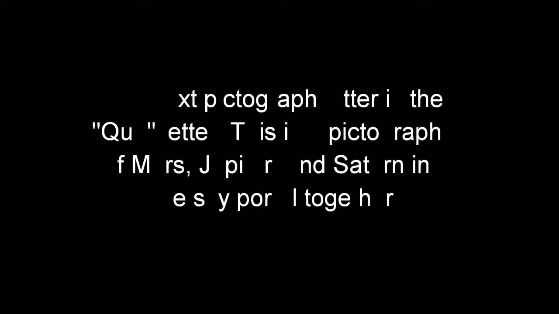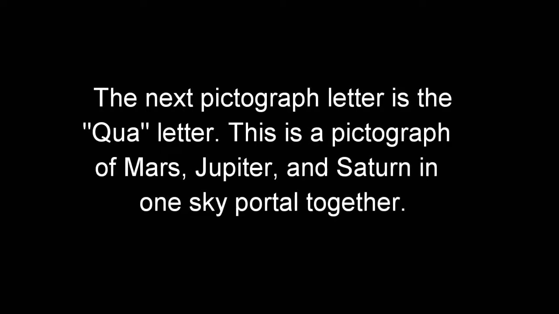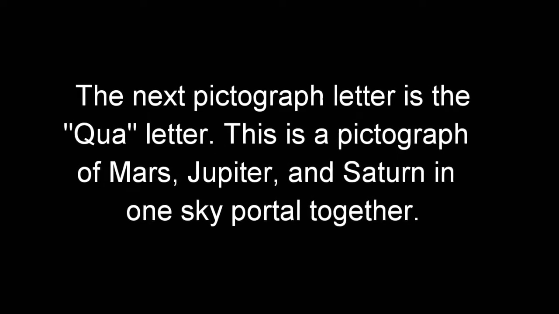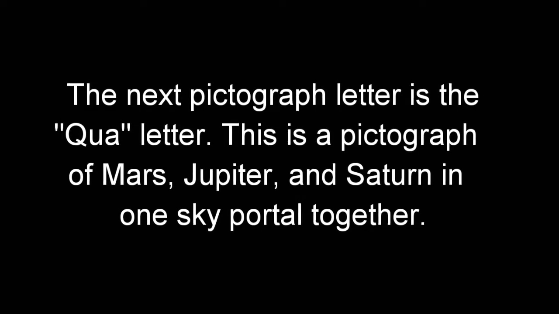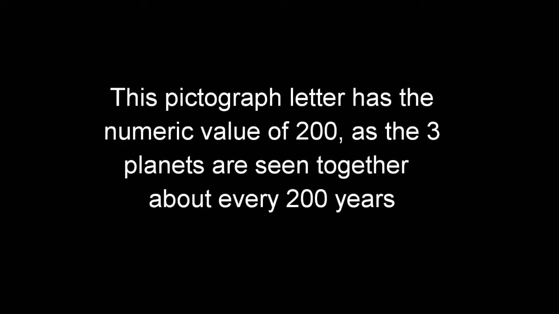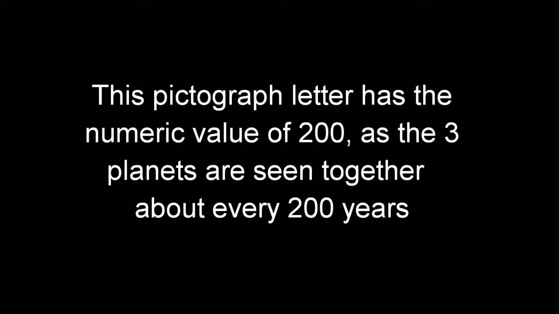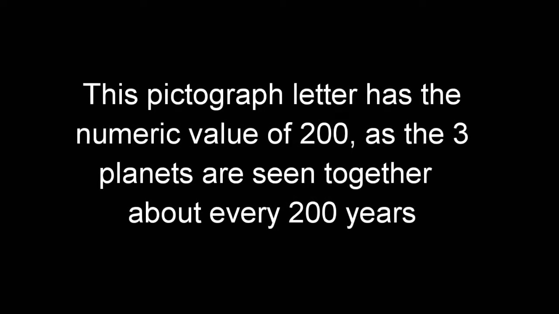The next pictograph letter is the Wry letter. This is a pictograph of Mars, Jupiter, and Saturn in one sky portal together. This pictograph letter has the numeric value of 200, as the three planets are seen together about every 200 years. Here is a picture of the Wry pictograph letter, and its numeric value and sound.